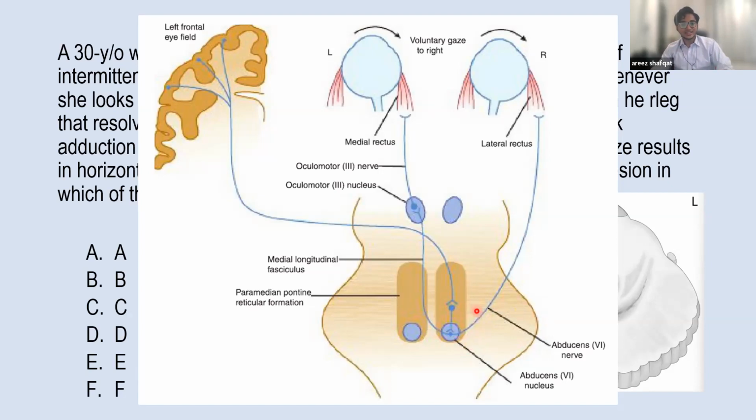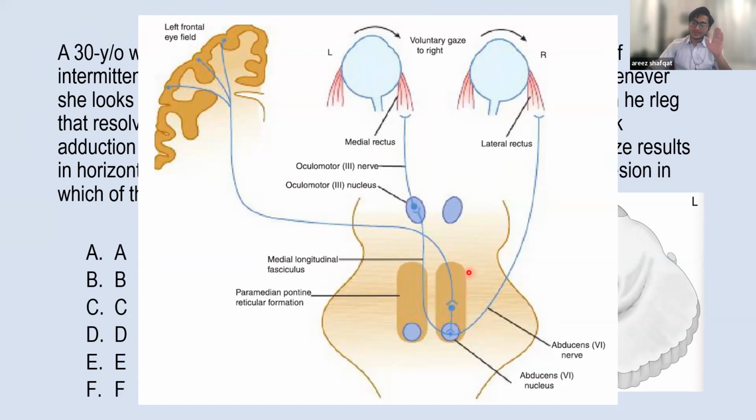But this lateral gaze center is controlled by the contralateral frontal eye field, all right? So the contralateral frontal eye field communicates with the lateral gaze center and causes eye movement to the opposite side. So if I stimulate the right frontal eye field, both eyes look to the left. If I stimulate the left frontal eye field, both eyes look to the right.